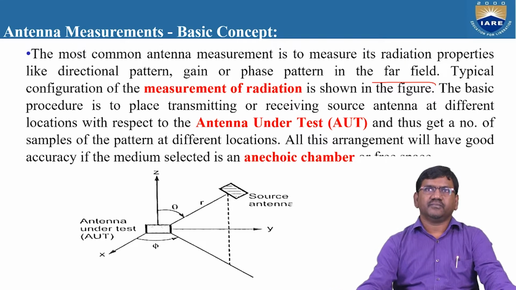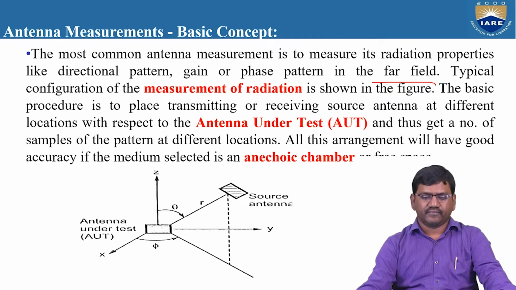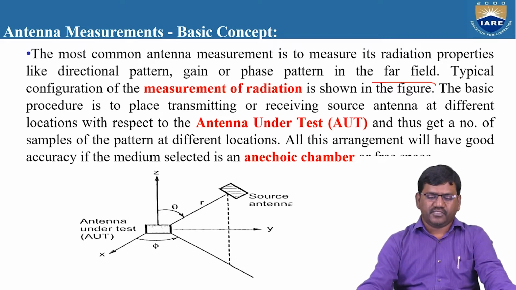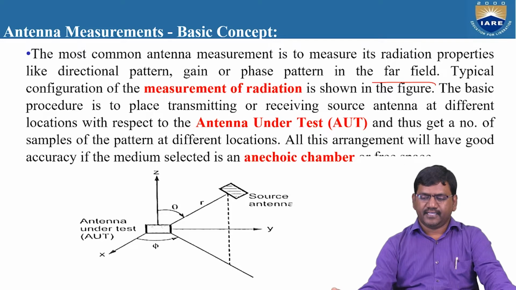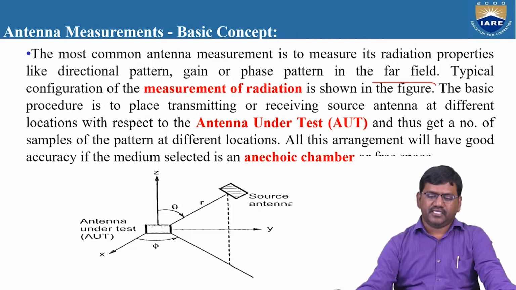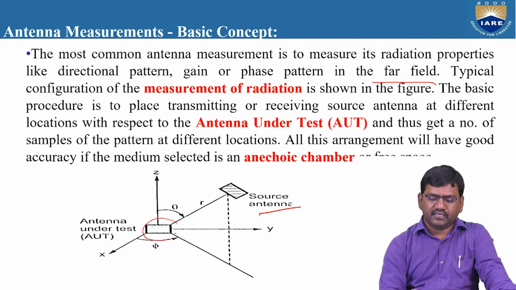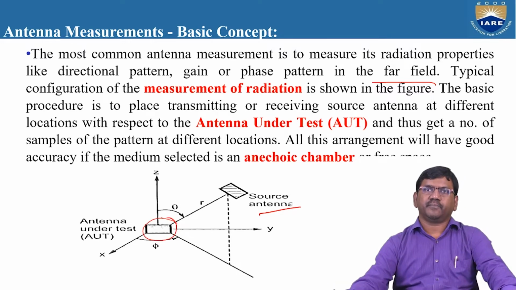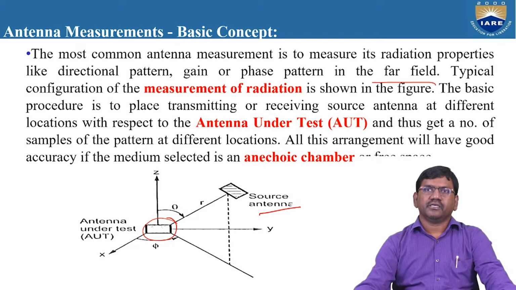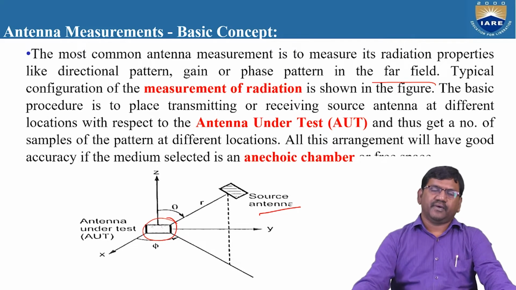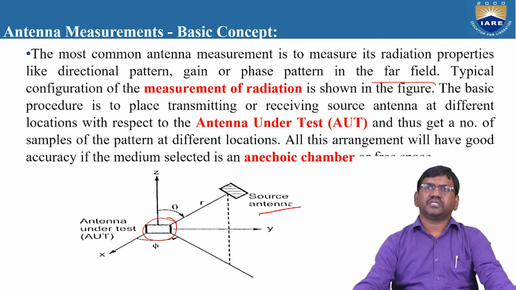A typical configuration of the measurement of radiation is shown in the figure. As shown in the figure, we can see here AUT. AUT stands for antenna under test. And there is a source antenna here. At the center of the XYZ plane, we have located the antenna under test. Based upon these two antennas, we can perform the experiment.